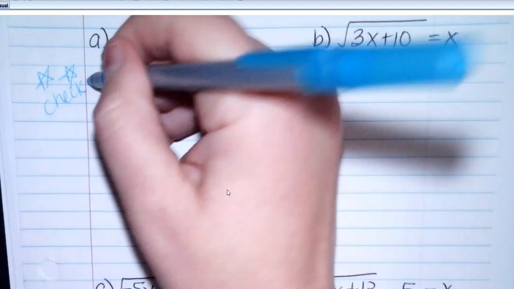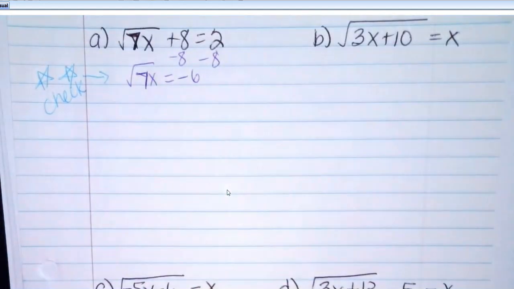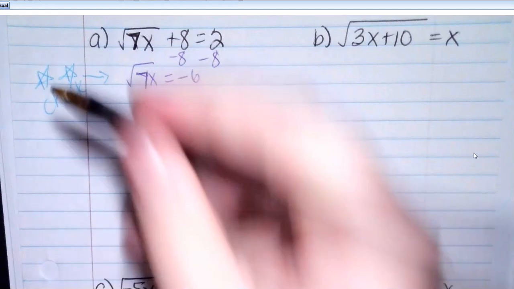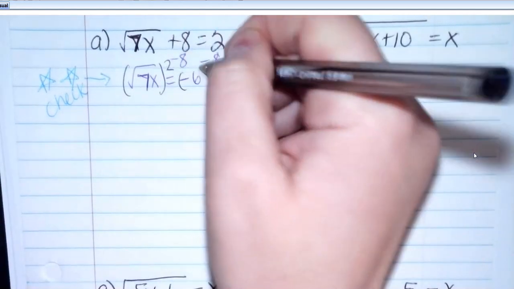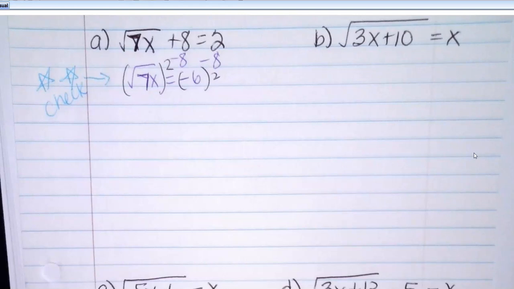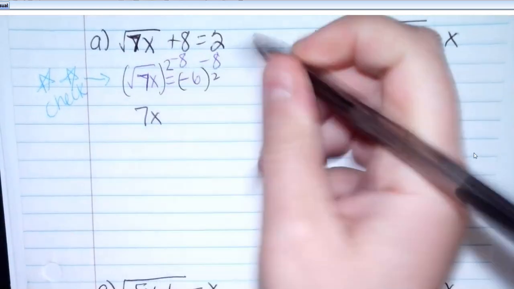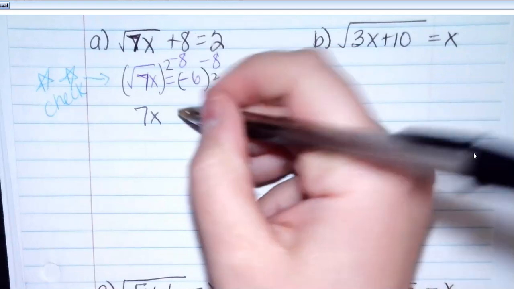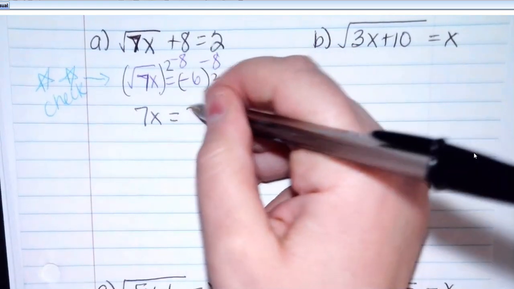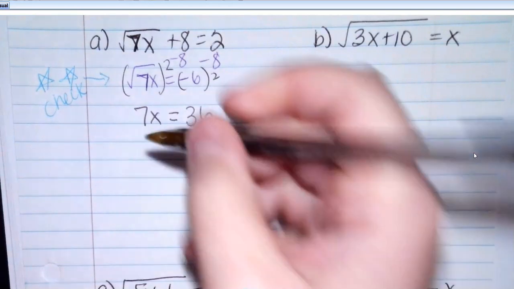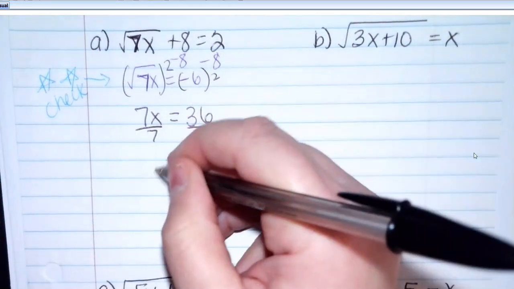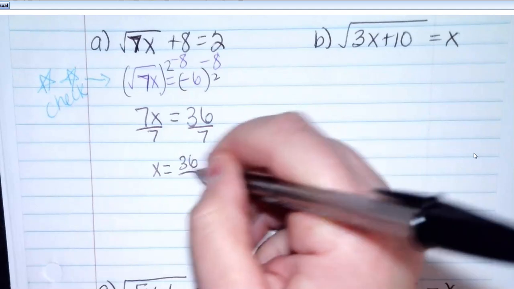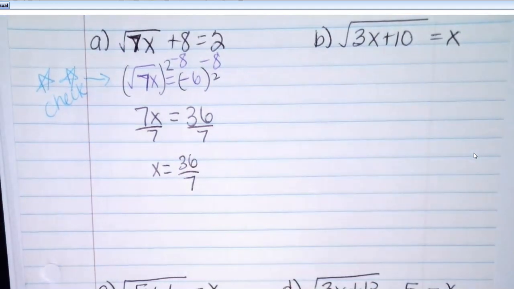So like right in this step right here, once you've got that radical isolated, I'm going to show you when I plug this answer back in that I get that it's not going to work. Okay, if I'm solving this correctly, to get rid of the square root, we're going to square both sides. Now, this is where you have the potential to introduce an extraneous solution, because when I square this -6, it actually becomes positive 36. And then I would divide both sides by 7, and my potential answer here would be 36 over 7.